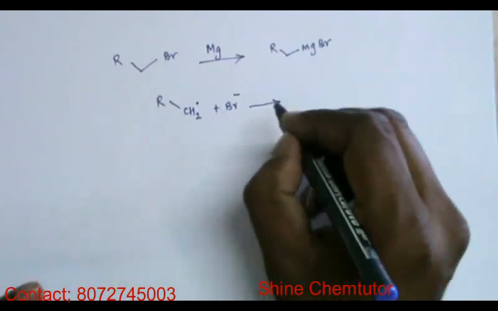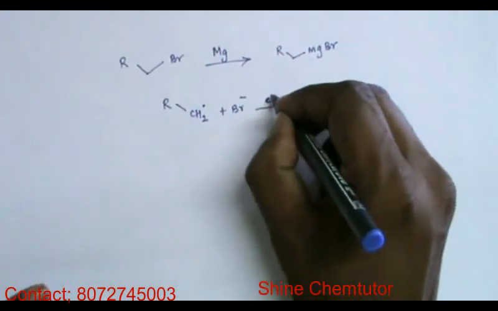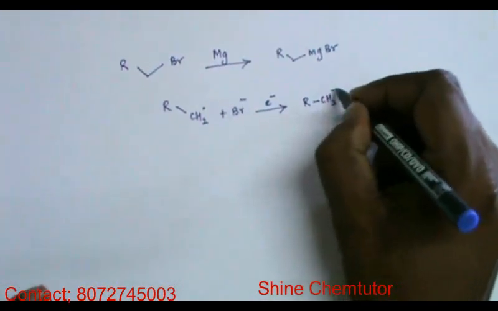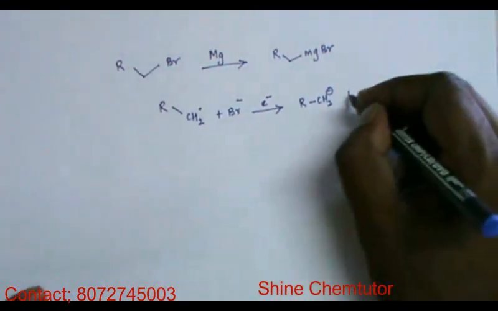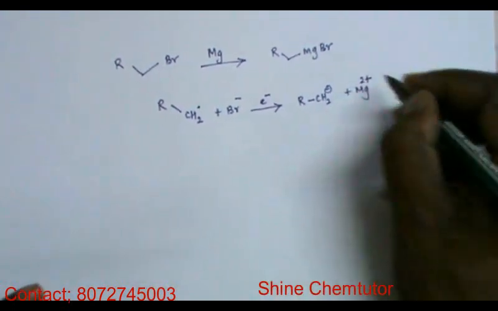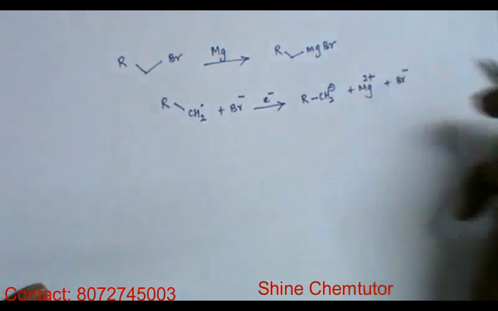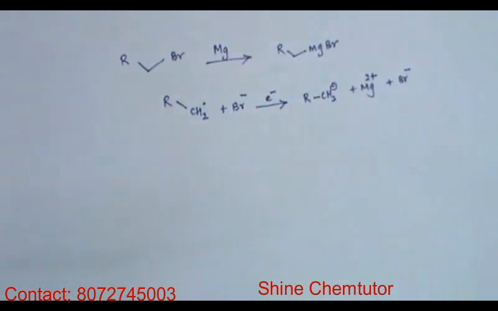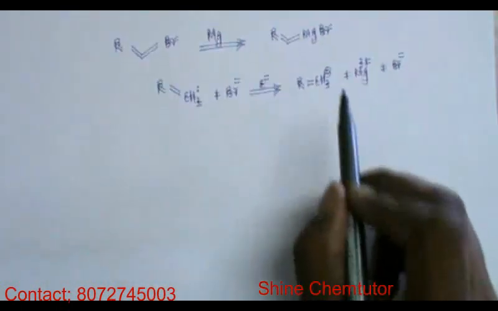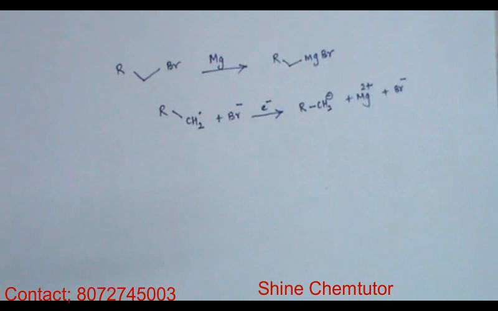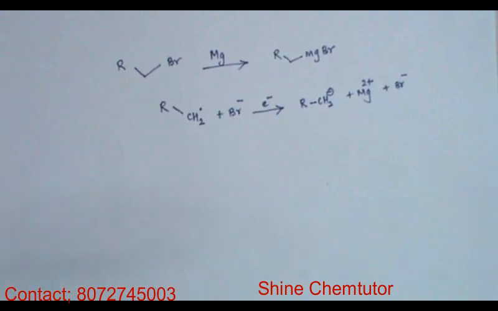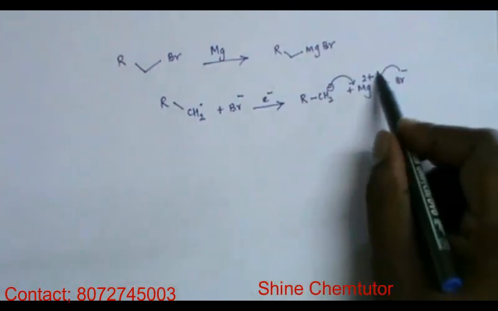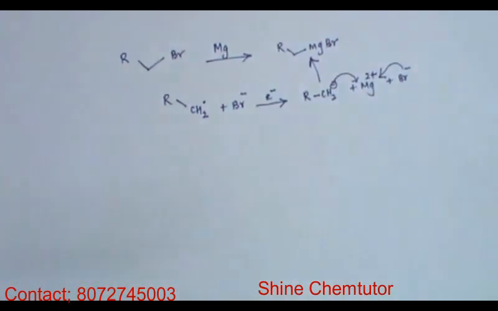Now, to this I add one more electron. It becomes RCH2 minus, and we have Mg2 plus as well as Br minus. So the Br minus, whatever has been formed, and the minus, whatever I got after transferring two electrons sequentially, I have got this. Now this, everything together give this.